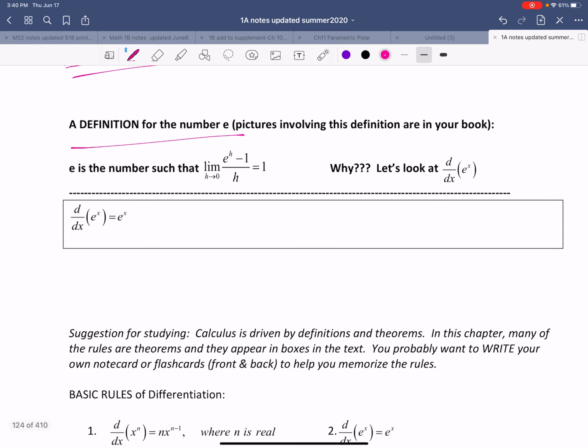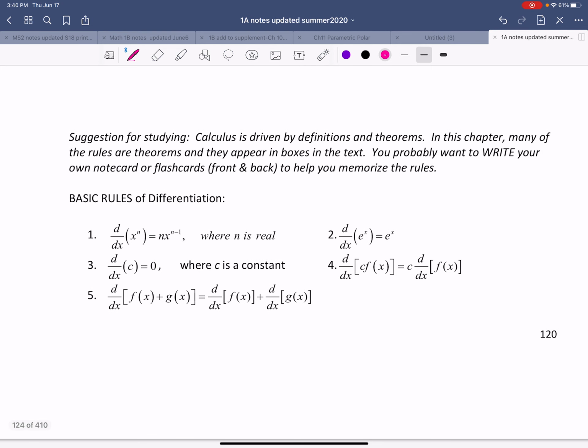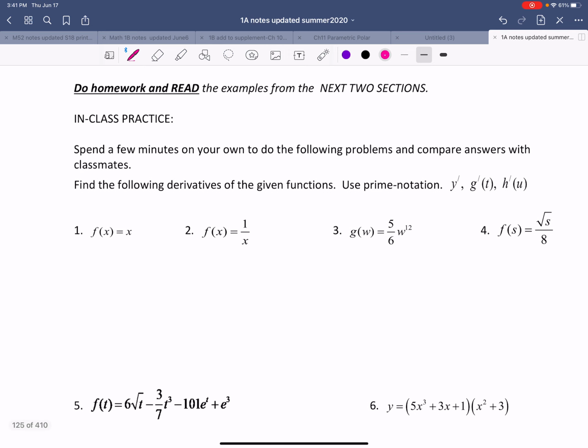A definition for the number e. The number e is a number such that the limit as h approaches 0 of e to the power h minus 1 over h is equal to 1. So the derivative of e to the power x is always e to the power x. The derivative of e to the power x remains e to the power x. So here are the derivative rules we've talked about so far. Memorize them by heart, and now we're going to see the use of these rules.